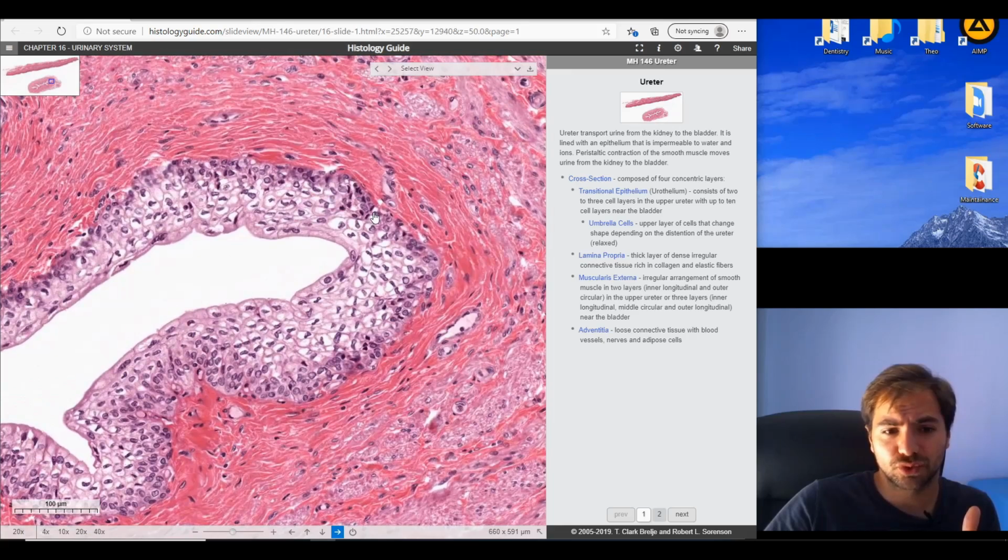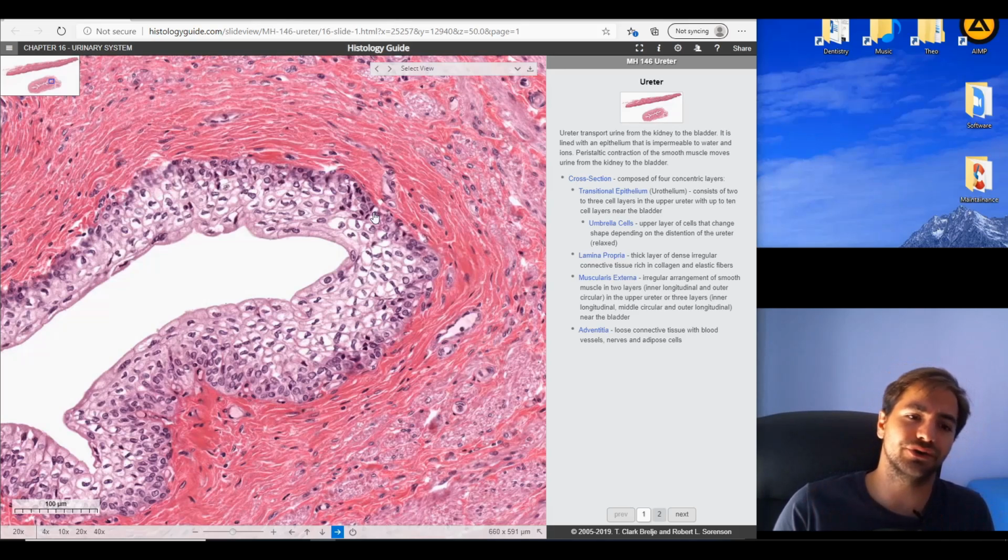Exactly beneath, we're going to find the muscularis externa. These are smooth muscles, of course, and as always have two layers, the inner longitudinal and the outer circular layer. In the upper part, because we have an increased necessity for constriction and for pressure, we're going to have a triple layer, which is again longitudinal, circular, longitudinal. And last, we're going to find the adventitia.